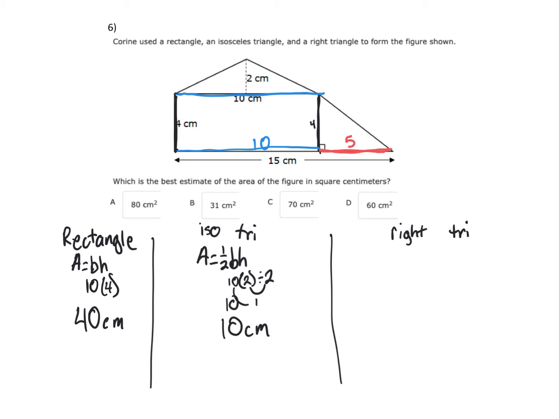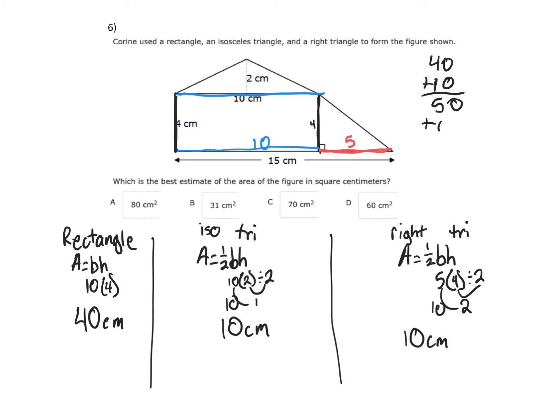So now we should be able to do our math problem. So for the area of a triangle, area equals 1/2 base times height. Our base of this triangle is 5. The height is 4. 1/2 just means divide by 2. So again, we can do this in any order. 4 divided by 2 is 2. And 5 times 2 is 10. So we get 10 square centimeters. Now we need to add up all of the shapes. So I have 40 plus 10 equals 50 plus the other 10, which equals 60 square centimeters. And that would be D.